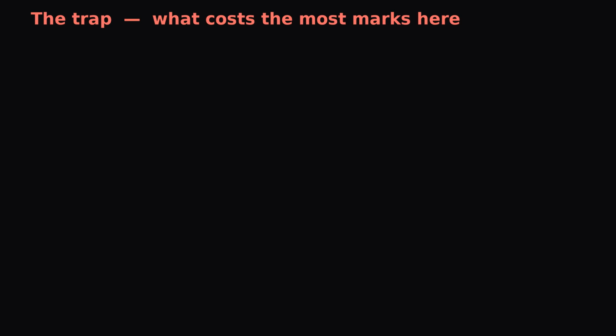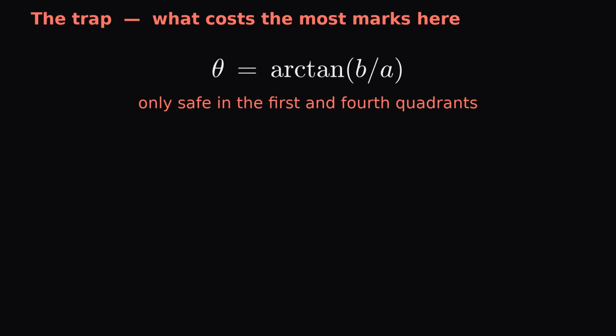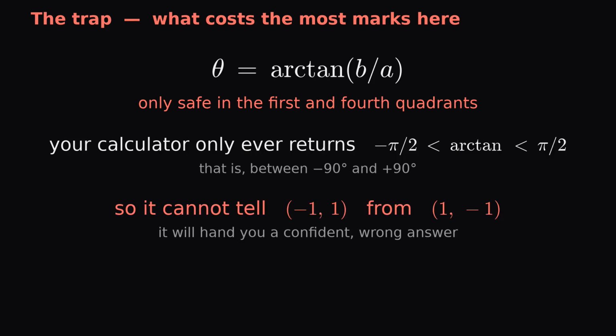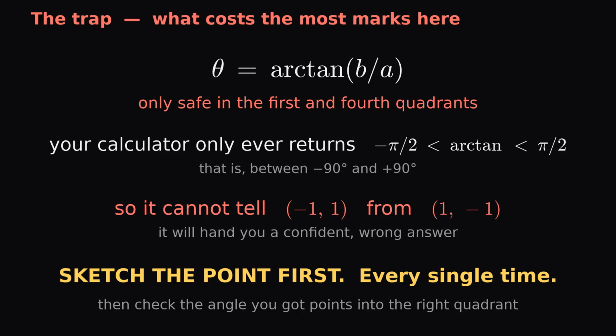Now the thing that costs the most marks in this topic. You'll want to say the argument is arctan of b over a, and that is not always true. Your calculator's arctan only ever returns an angle between minus 90 degrees and plus 90 degrees, which means it physically cannot tell the difference between a point in the second quadrant and a point in the fourth. It will hand you a confident wrong answer. So sketch the point first, every single time. Then check that the angle you got is actually pointing into the right quadrant.